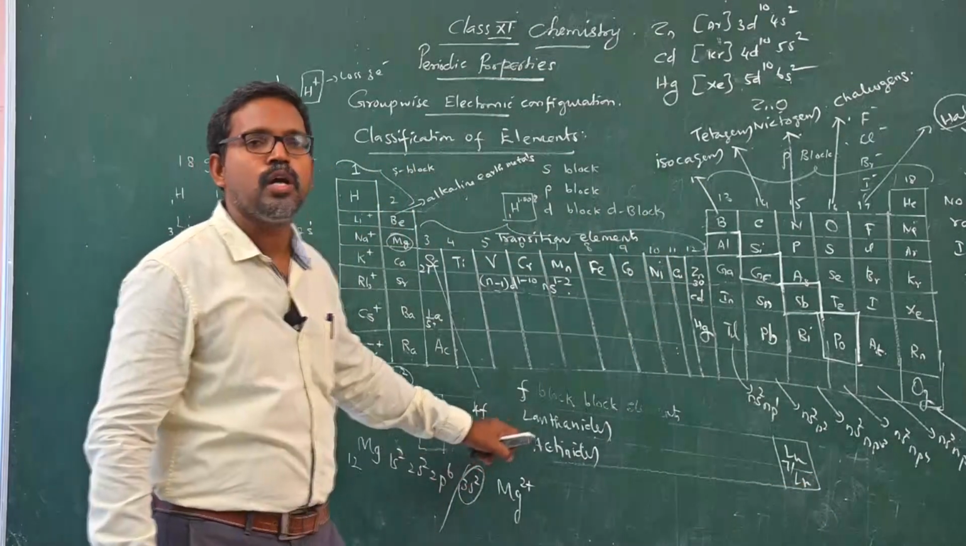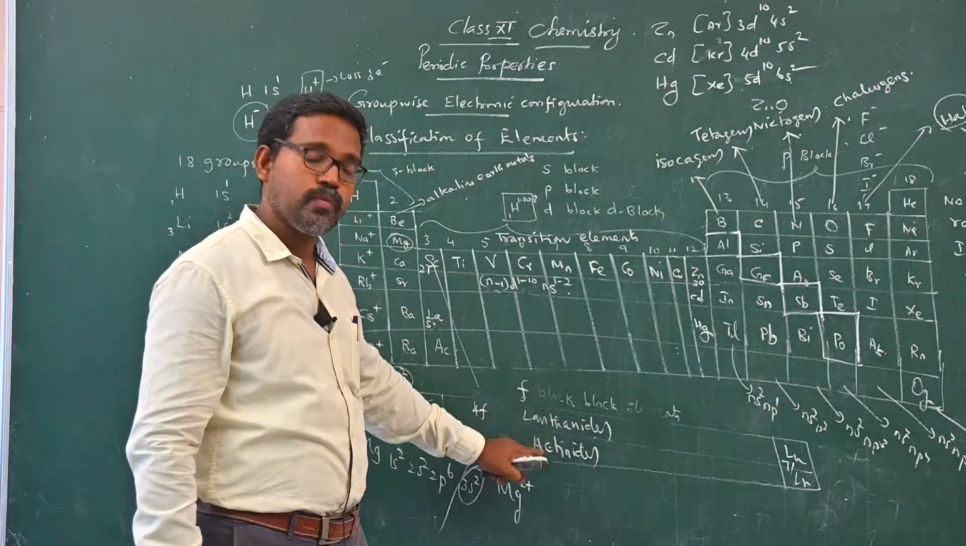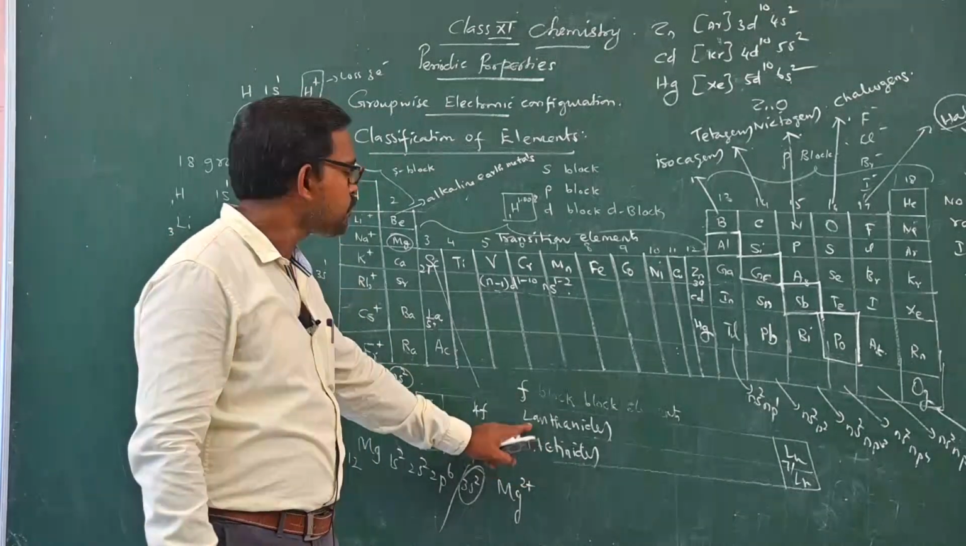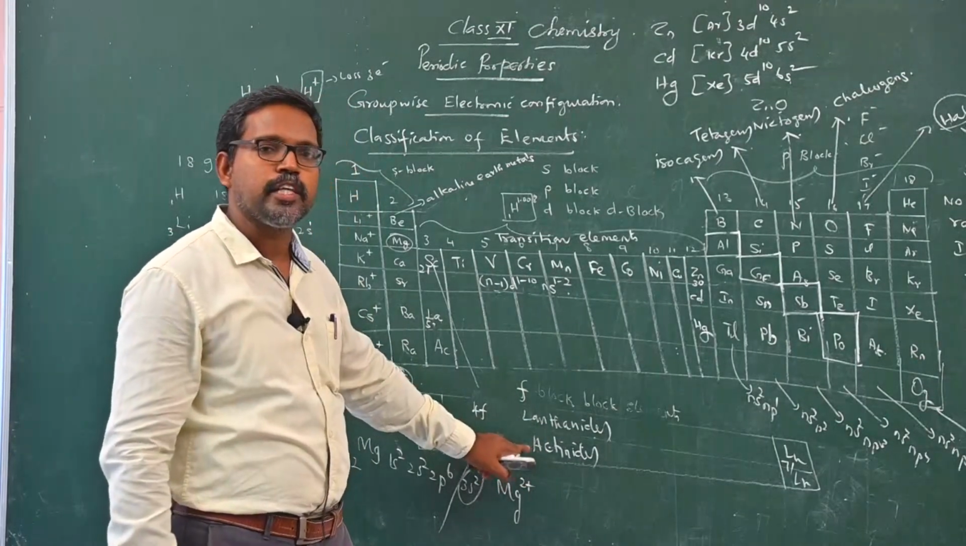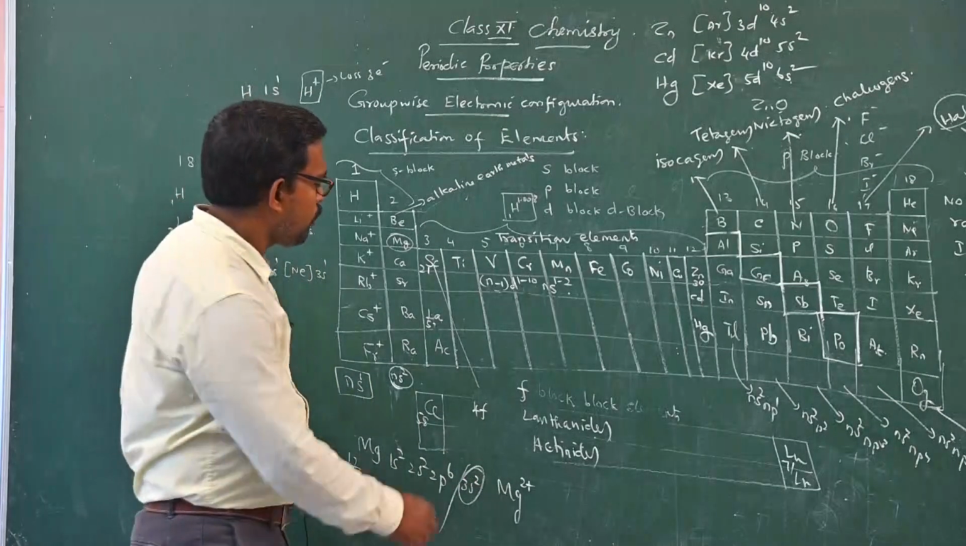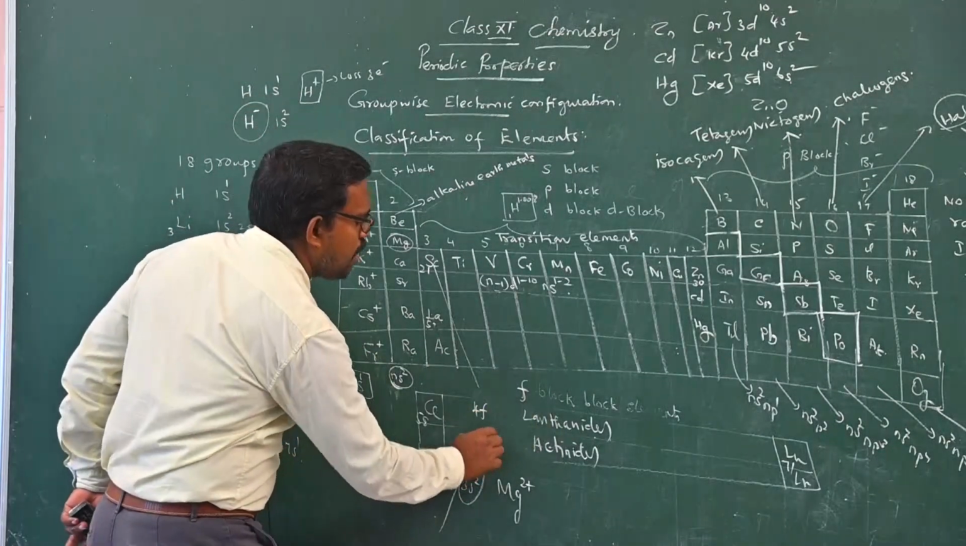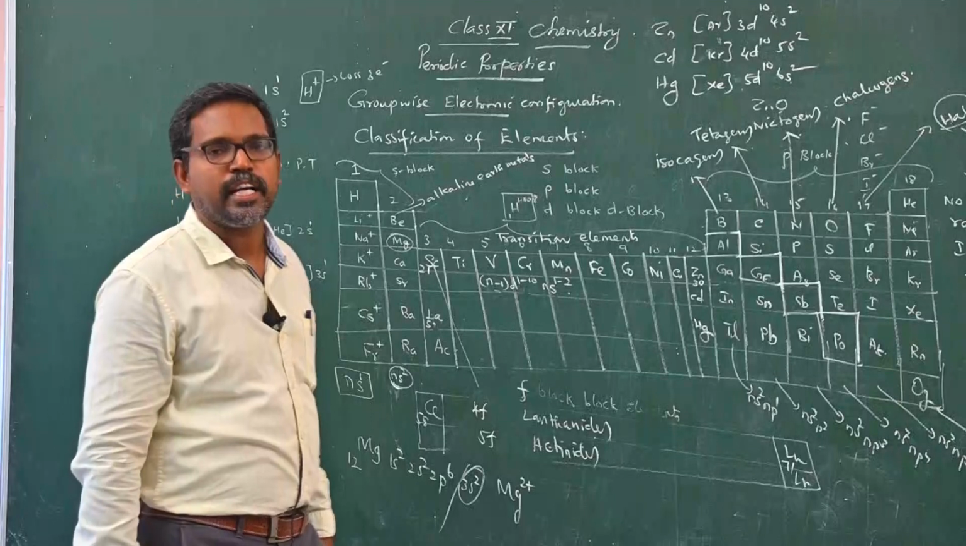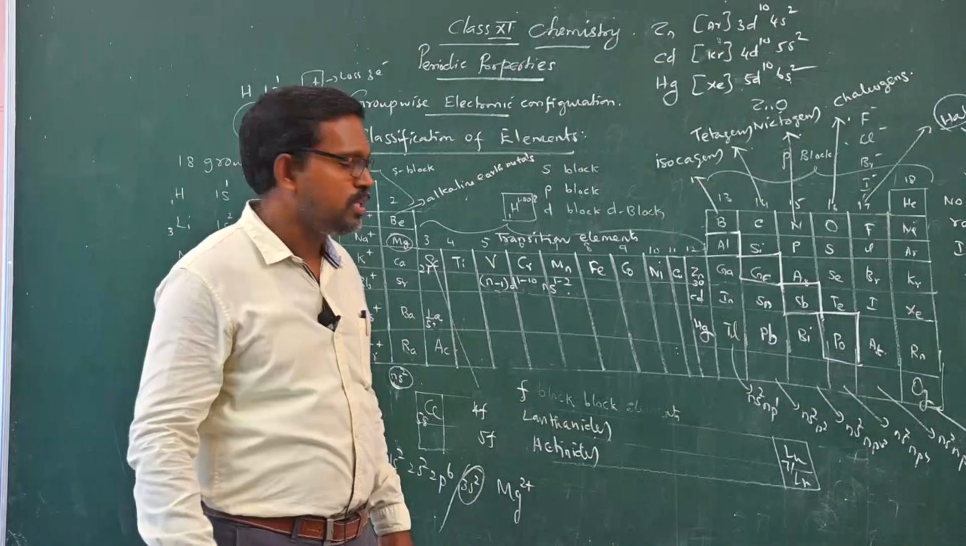These concepts are studied in detail in class 12 chemistry. Okay. So, lanthanides and actinides. If the electrons enter into the 4f orbitals, they are called lanthanides. 5f orbitals are called actinides.